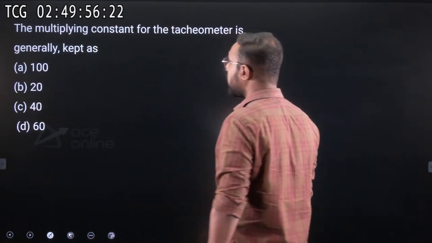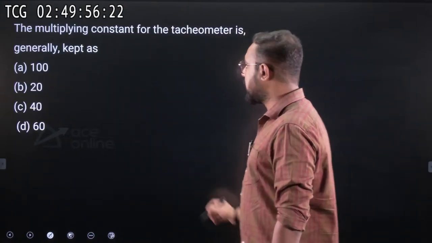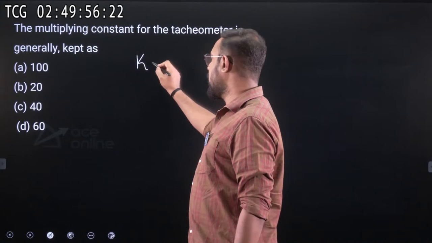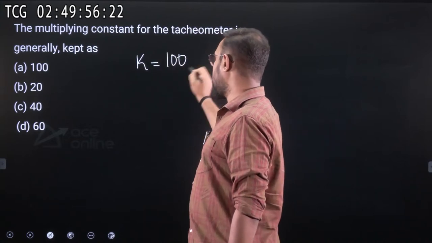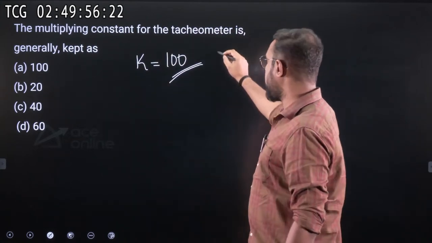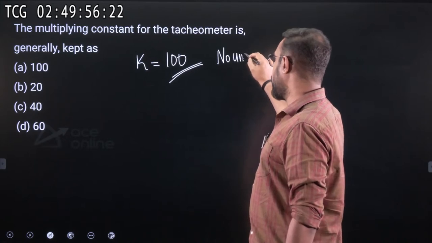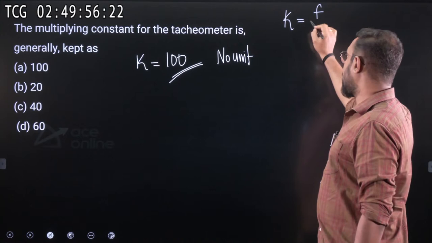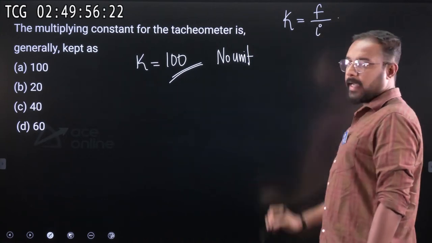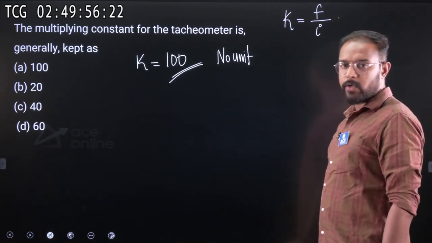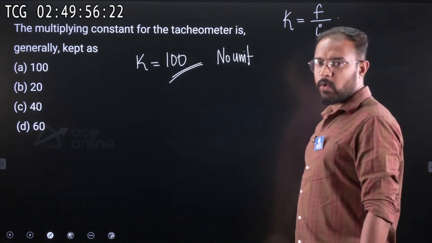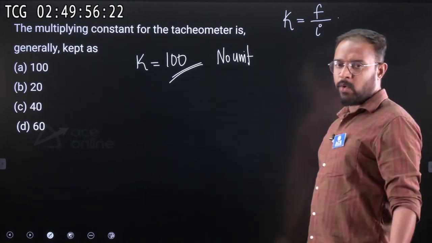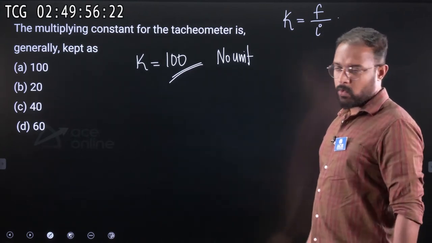Next up, the multiplying constant for a tachymeter. Multiplying constant K is generally 100. Please remember K has no unit. Why? Because K is calculated as the focal length of the camera divided by the stadia interval. Focal length has a distance unit, and the interval also has a distance unit. So here our K value is a ratio, and a ratio has no unit.